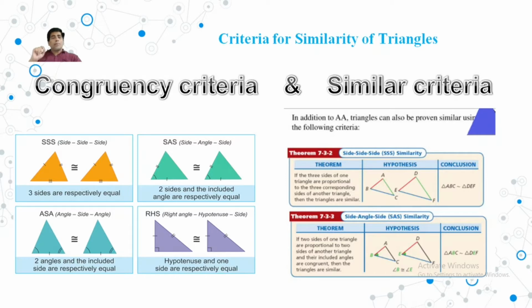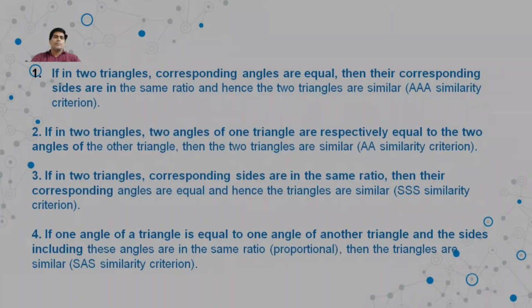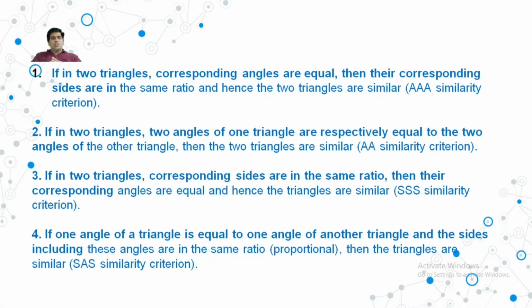One is the very popular one, AAA, if not AA criteria. So this is very popular. The second one is SAS, where in both triangles the angle is included between the sides. So this criteria is also very important. The other one is the SSS criteria, also very important in similar triangles. So based on this, let's see these statements. You can read out and note down these criteria.